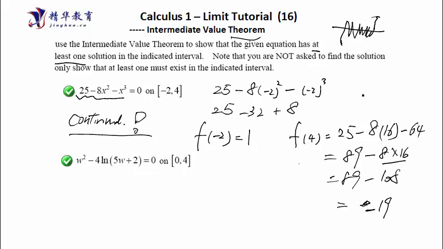f(-2) is 1. That means at negative 2 the value is 1, and at positive 4 the value is negative 19. That means somewhere in between they have to cross and make the entire thing equal to 0. Make sense? We already proved this function is continuous, and one side is less than 0, the other side is bigger than 0. That means in between this interval they must cross 0. There is a point equal to 0. That is how to prove using the intermediate value theorem. Make sense? Good. You want to try yourself?